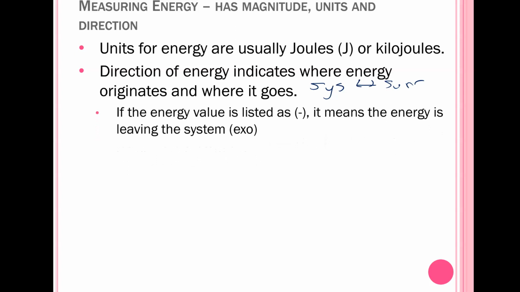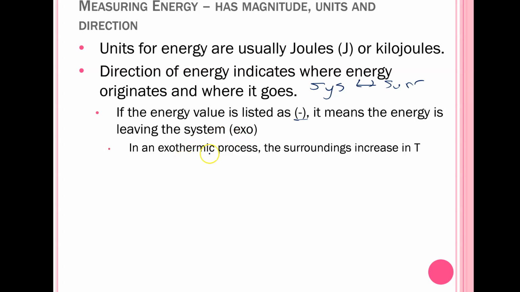If the energy value is listed as negative, this is a convention that we use. There's no such thing as negative energy. We're not talking karma here. We're not doing yoga. Negative energy means it's exothermic. Energy is not positive or negative, it's energy. And it means it's leaving the system. So it's exothermic. If the energy value is listed as positive, it's endothermic.